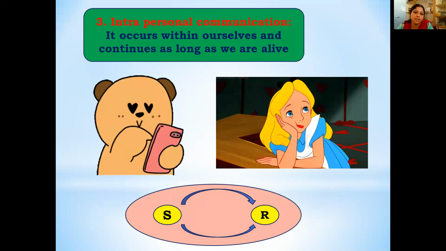And the next, third one, is intrapersonal communication. Intrapersonal communication is when we are communicating within ourselves, and it is a continuous process. Whenever we are sitting, you can see in this picture a girl is thinking. She is communicating within herself. A good example is daydreaming. You may be in a class, in a meeting, or somewhere else, but you will be communicating within yourself, dreaming and interacting within yourself. That is nothing but intrapersonal communication.